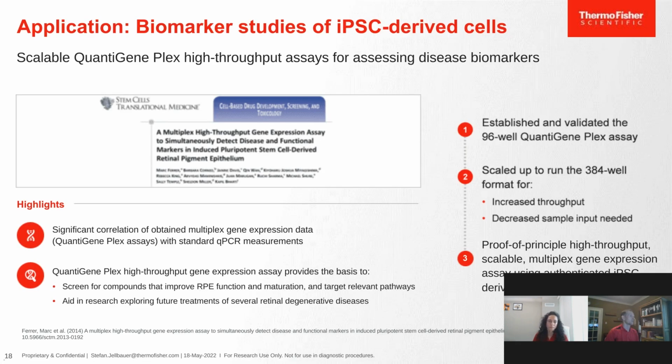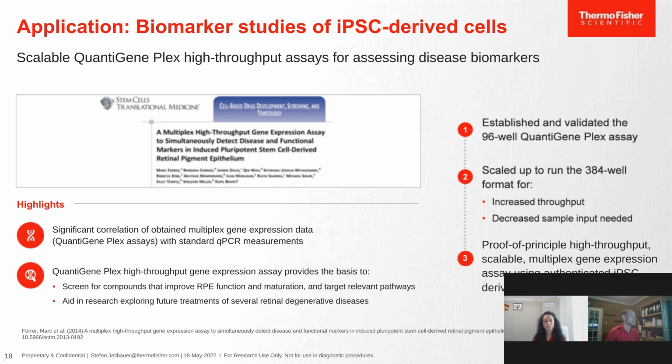In the second example here, Ferrer et al. used the QuantiGene Plex high-throughput assay for biomarker studies in iPSC-derived retinal pigment cells. They started out by establishing the assay first in the 96-well format and thoroughly validating the assay in that format before they then scaled up the assay to run it in a 384-well high-throughput format to increase their throughput and decrease the required sample input, which was very important for them.